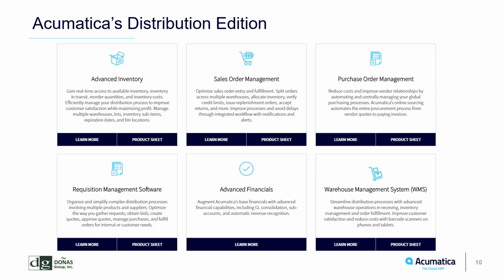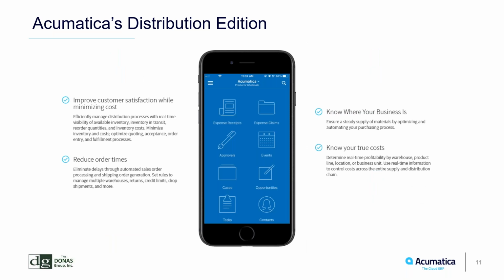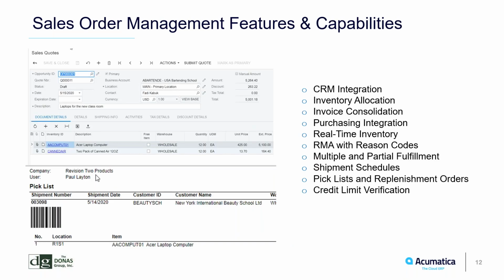From sales orders to advanced financials, Acumatica's Distribution Edition covers all activities that distributors require for success in the business. As with all of Acumatica, the mobile applications integrate seamlessly into the Distribution Edition, providing real-time information into your business. Sales order management provides complete visibility into the activity your organization requires to meet customer needs.